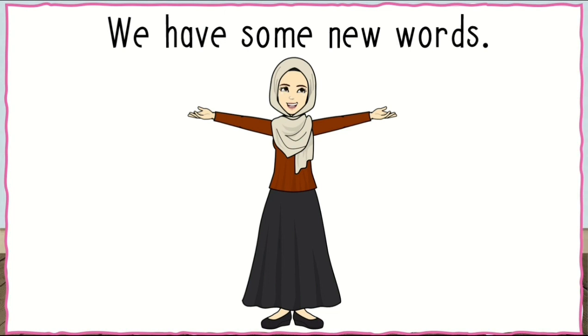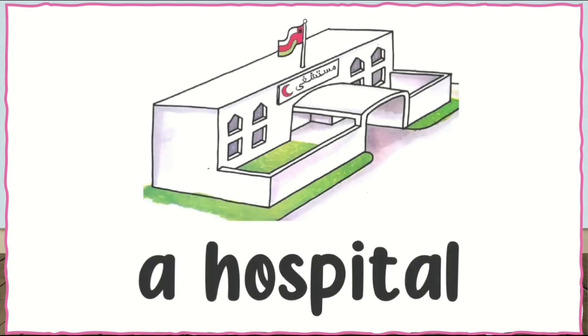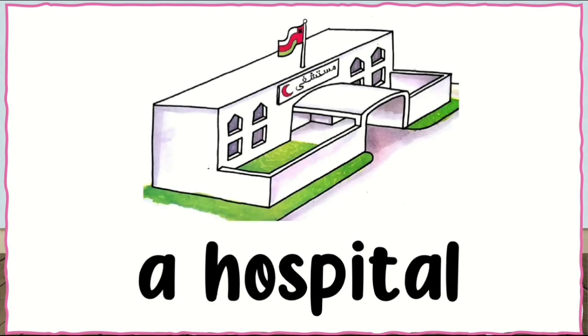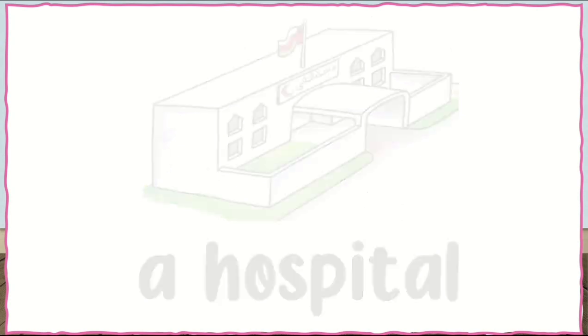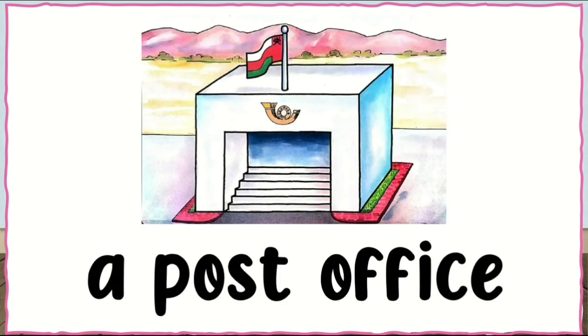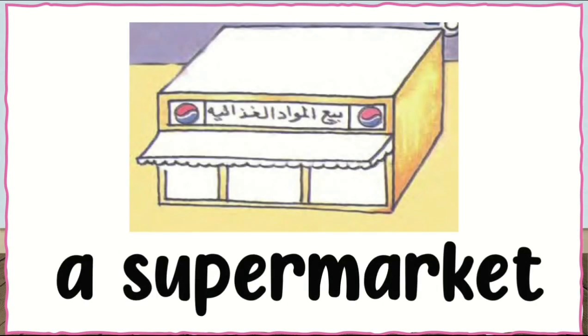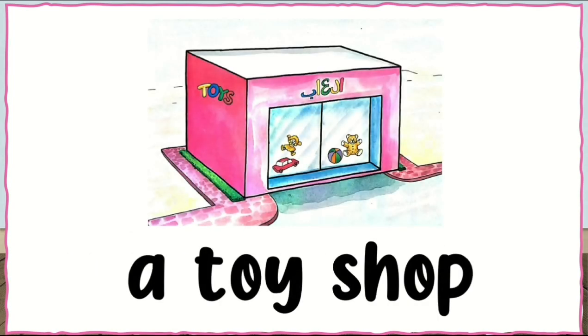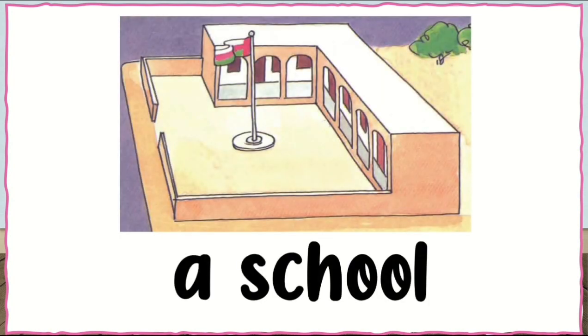Now we have some new words for you. Now we have some new vocabulary and places. A hospital. A hospital. A post office. A post office. A supermarket. A supermarket. A toy shop. A toy shop. A school. A school.